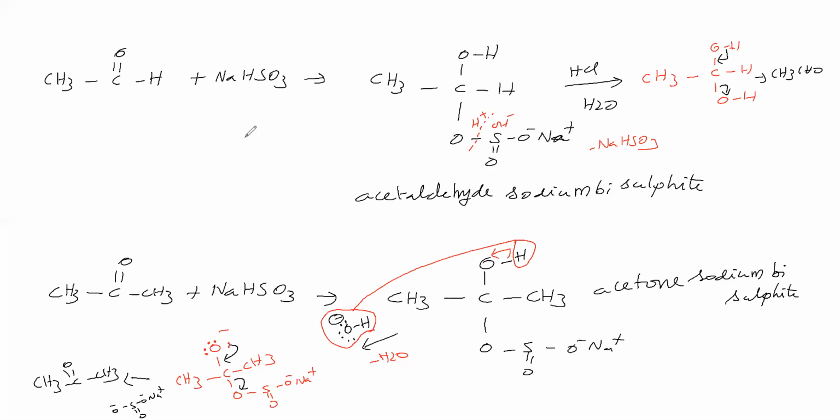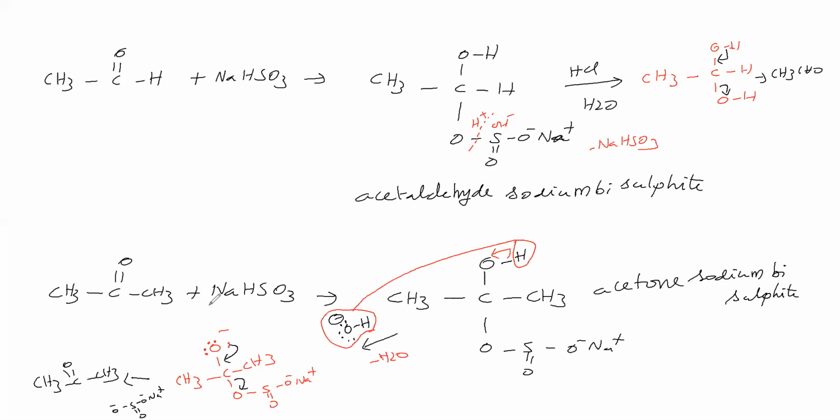So NaHSO3 on treating with a carbonyl compound gives sodium bisulfite adduct. This on acidic hydrolysis gives back the carbonyl compound, or basic hydrolysis also gives back the carbonyl compound. So what is the use of this?